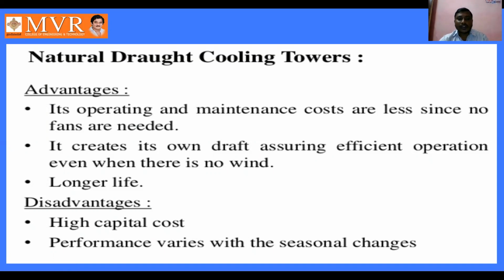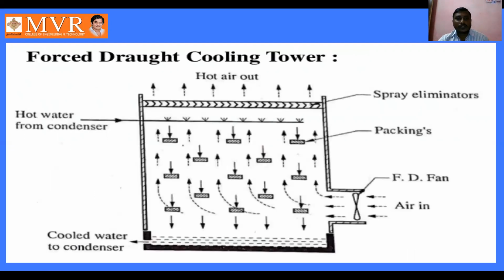Some of the disadvantages of this cooling tower are the high capital cost, which is very high, and that performance varies with the seasonal changes. With the seasonal changes, the performance can drop or increase. This is what we can study about the natural draft cooling tower. And coming to the next one, the forced draft cooling system.